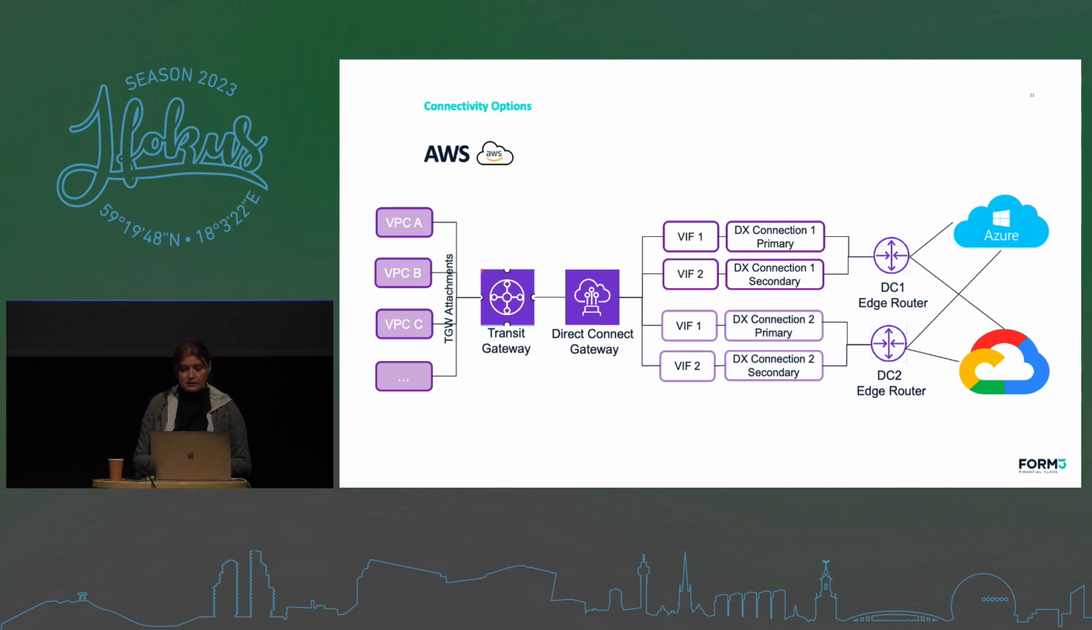But basically we have redundant connections going to one DC, redundant connections going to the second DC. Those 4 connections are connected to direct connect gateway via virtual interfaces, and direct connect gateway is connected to a transit gateway. And then our VPCs, which handle our workloads, where our actual workloads are deployed. Those VPCs are attached to a transit gateway.